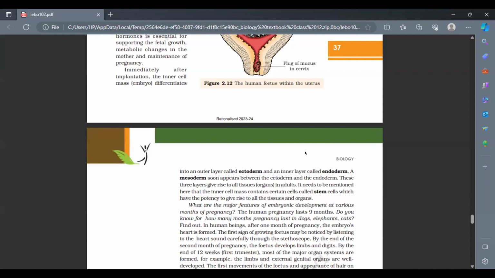Okay, fine. Now, once this implantation has happened, obviously, the embryo will start differentiating itself and the layers will take different positions. The cells will take their position. So out of that, you have 2-3 layers present.